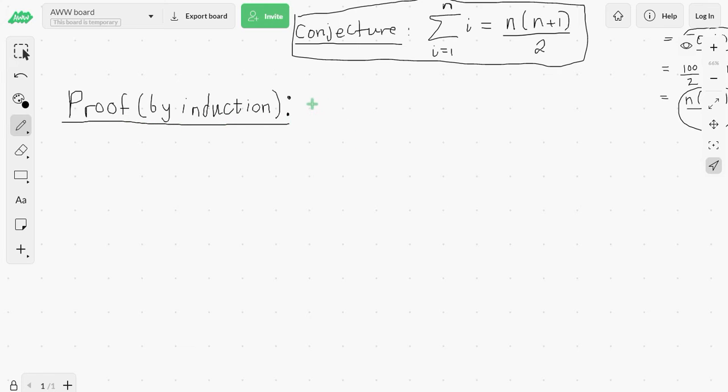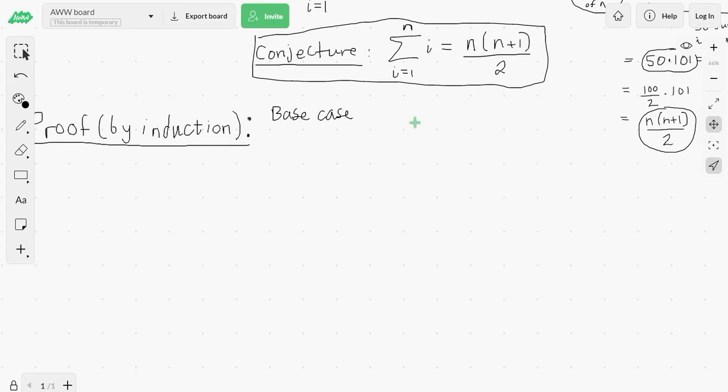So in an induction proof, the first thing you always do is prove what's called the base case. So we prove what happens for the lowest value of n that we're considering. So let's consider the base case when n is equal to 1. If n is equal to 1, is it true that the sum from i equals 1 to 1 of i is equal to what we get on the right-hand side? Well, for the sum from i equals 1 to 1 of i, that's just the number 1.